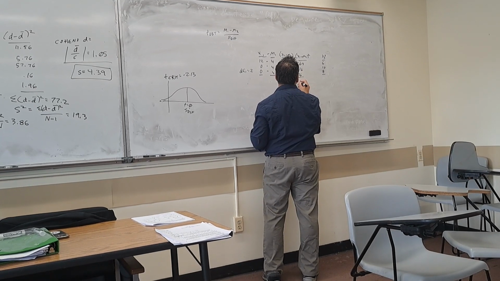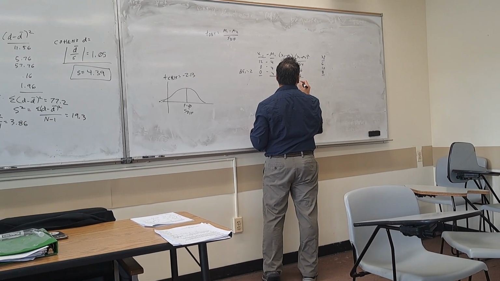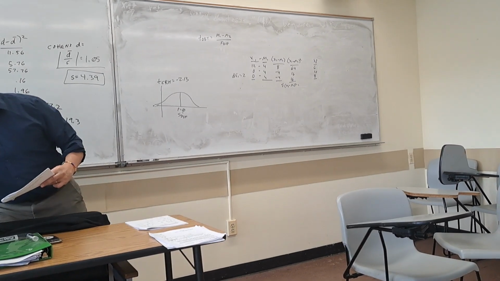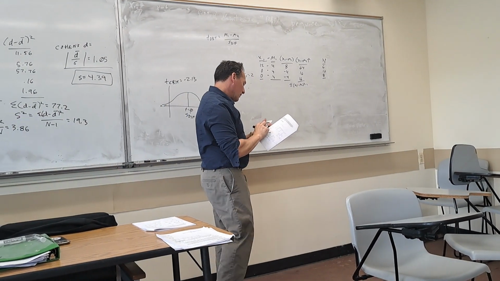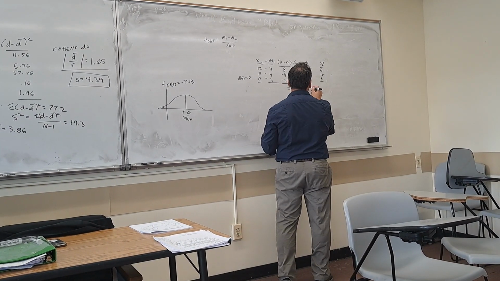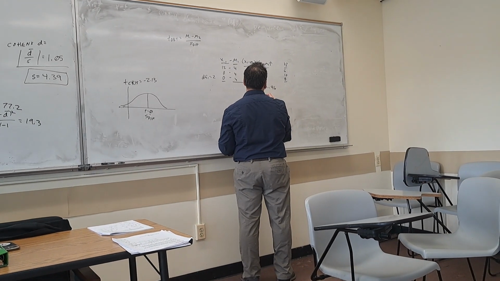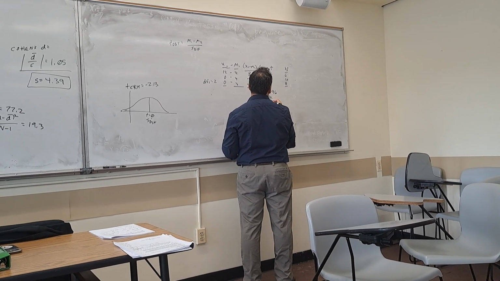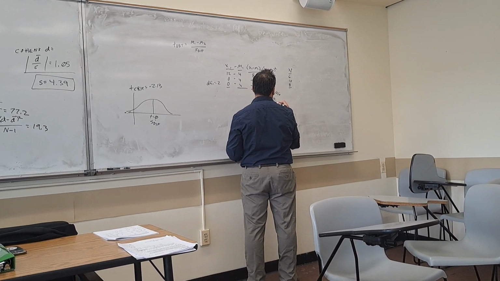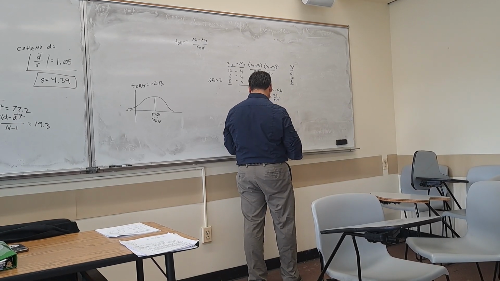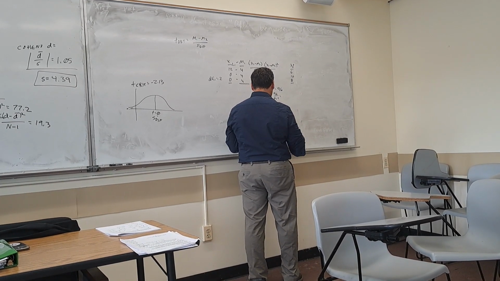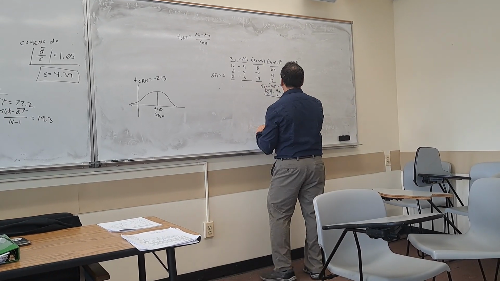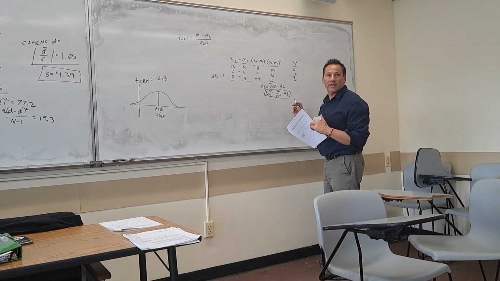So sigma X1 minus M1 squared is 64 plus 32, which is 96. S squared sub 1 equals 96 over n1 minus 1, equals 96 divided by 2, equals 48. So S squared sub 1 is one of the pieces we need. It equals 48.